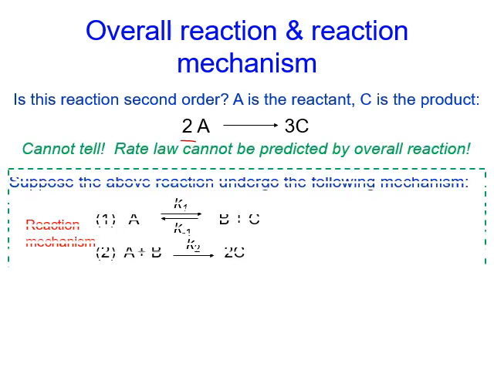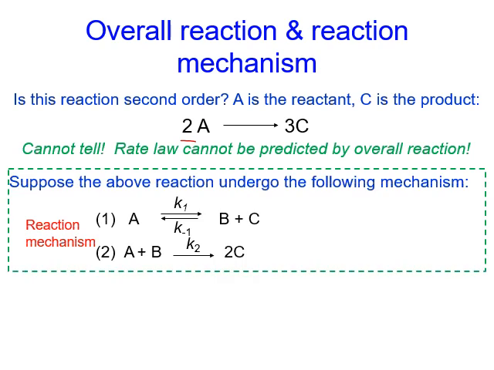Okay, so suppose here is the mechanism with several elementary steps. So these are what really happened at molecular level. The first step, A first forms an intermediate B and the product C. And then the intermediate combined with another A forms 3C. Now, if you combine these two together, you will find that the intermediates cancel each other. One is reactant, one is product, so they cancel each other. You get 2A forms 3C. That's the overall reaction. But this is what happens at molecular level.